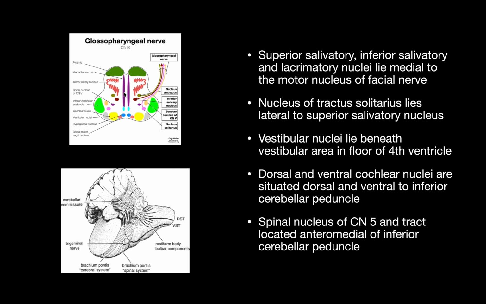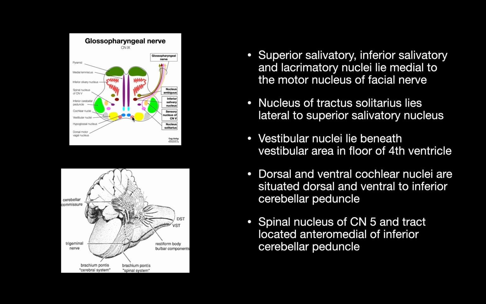The dorsal and ventral cochlear nuclei are going to be dorsal and ventral to the inferior cerebellar peduncle, so it's more towards the back, caudally, and to the side, so ventral. The spinal nucleus of cranial nerve number 5 and the tract are going to be in the inferior cerebellar peduncle. So these are all the other bits.